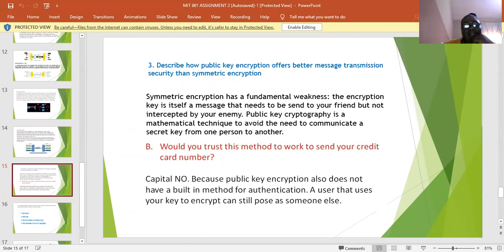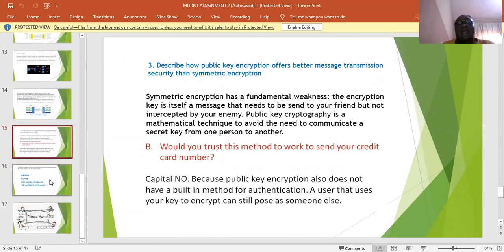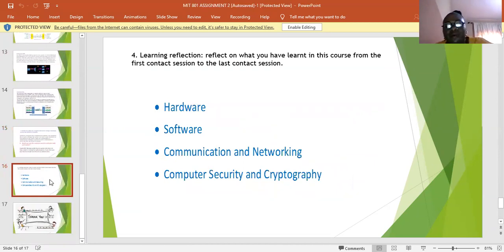Fourthly and lastly, you asked for a learning reflection. So far, we've learned about the hardware, the software, communication and networking, and computer security and cryptography. It's giving us a refresher of what we've learned in the past, and also helps us to use it in our various work, and it has enlightened us on aspects we didn't understand. The challenges so far have been not being able to study together and reflect on some things together as students. Then also we have challenges with the network.